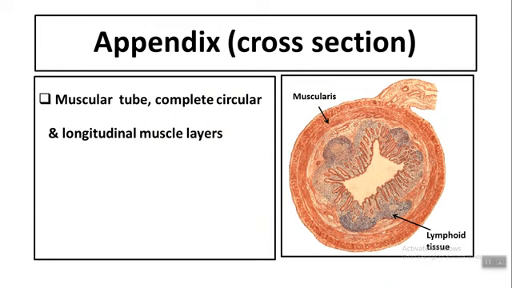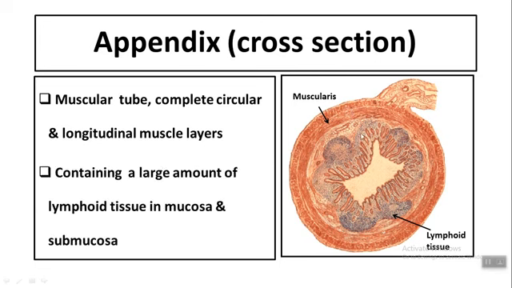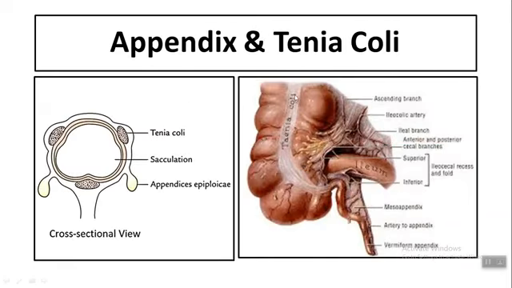If we take a cross section of the appendix, it is a muscular tube. As we said, it is a muscular tube that has a coat of muscularis, meaning an inner circular and an outer longitudinal muscle layer, containing a large amount of lymphoid tissue in the mucosa and submucosa. That is the taenia coli of the cecum. At the base of the appendix, which is the cecum, it has 3 bands of taenia coli. At the base of the appendix, these 3 bands will unite to form a complete layer of longitudinal muscle for the appendix.